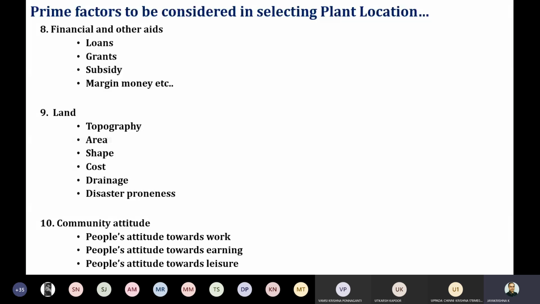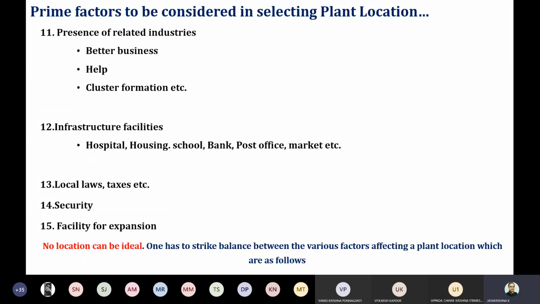Then again, the community, people's attitude, and the presence of related entities. Say I started an automobile company. If I don't find a company which can give me engines, or tires, or body parts, then the company will go to waste. So presence of related industries is also very important. And to run this business successfully, we need hospitals, housing, schools, banks, post office, and market, etc. for the people who are employed.